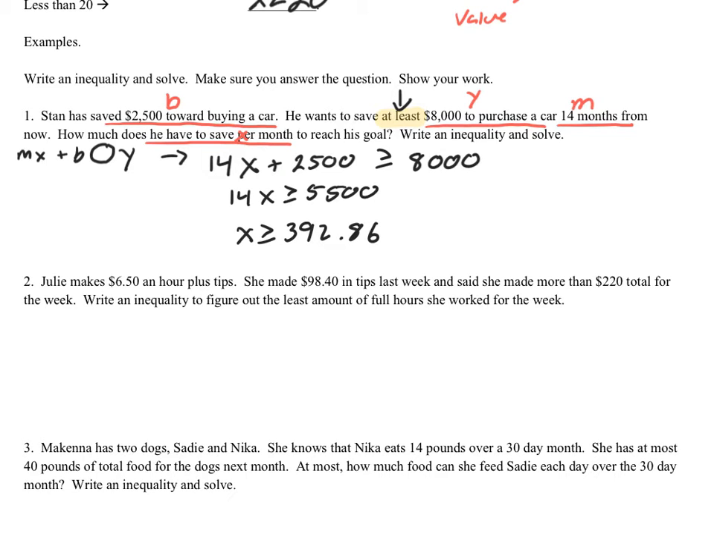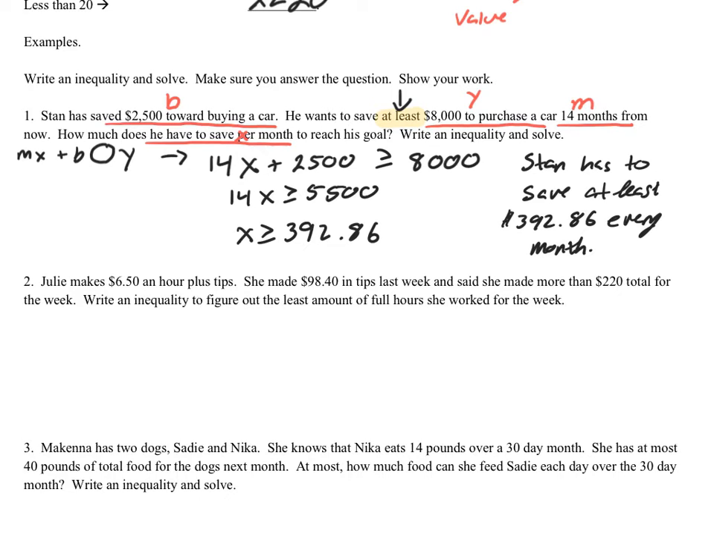I rounded to the hundredths place because we're talking about money. So let's answer this question: how much does he have to save per month? Well, Stan has to save at least $392.86 every month in order to reach his goal.